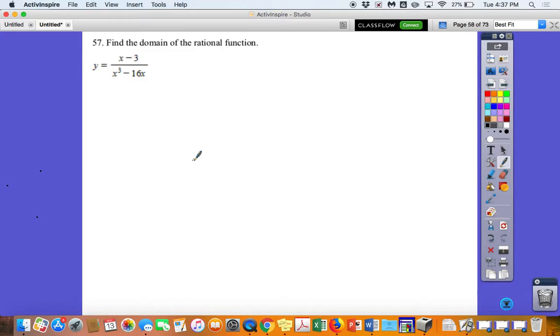It says find the domain of the rational function. Well, first thing you've got to do is factor this thing out. It doesn't really matter if it reduces or not. Yes, that determines vertical asymptotes and removable discontinuities, but either way you go, there's something missing. You either have a vertical asymptote there, or you've got a hole in your graph. So one way or the other, your denominator can't be 0.